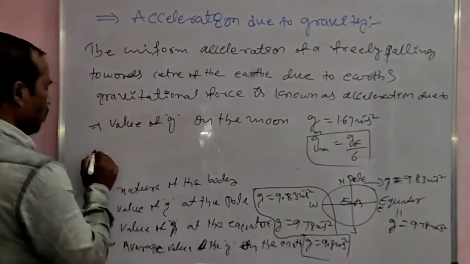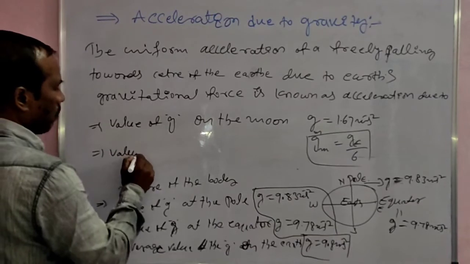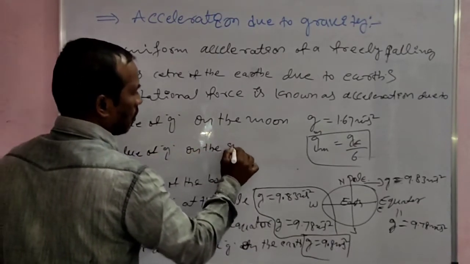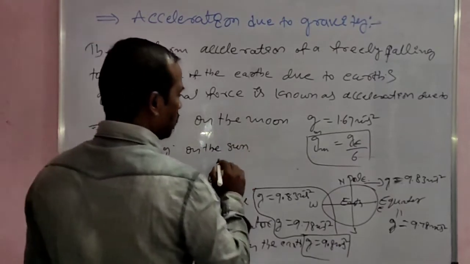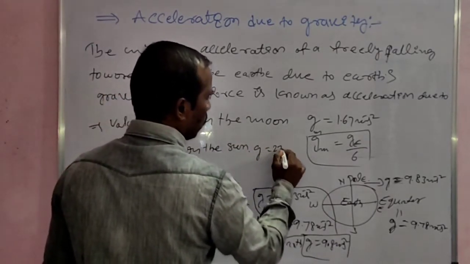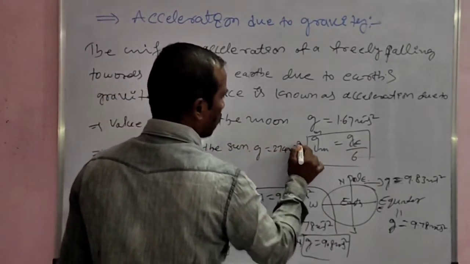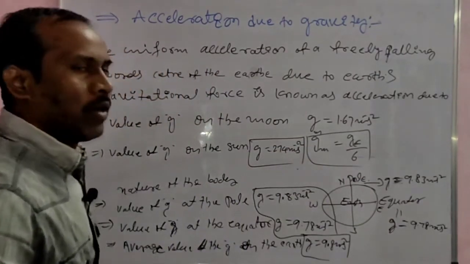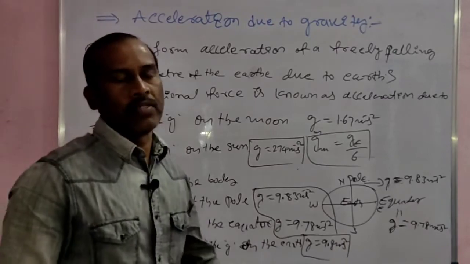Okay. Next point here, the value of g on the sun. Here g is equal to 274 meter per second square. Very important, this one here. g is equal to 274 meter per second square.